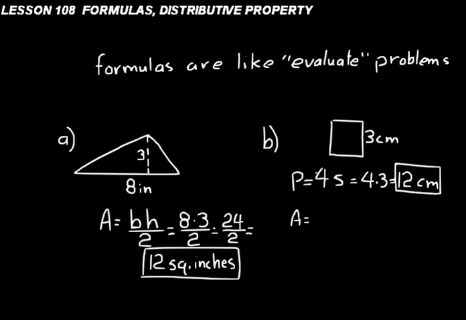Now the area is equal to s squared. Side times side is same thing as side squared. So we're just doing 3 times 3, or 3 squared, which equals 9. So in a problem like that that has an exponent, just leave it all the same. Just put the 3 in where the s was, and then you still have the squared value there. 3 squared. 3 times 3 is 9 square centimeters.